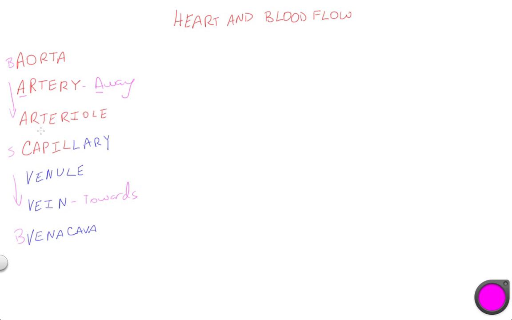Well, the aorta is just the biggest artery, while arterioles are smaller arteries, and likewise, venules happen to be smaller veins, and the vena cava is the biggest vein.